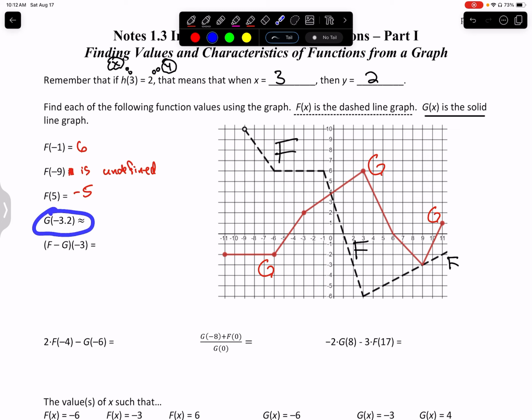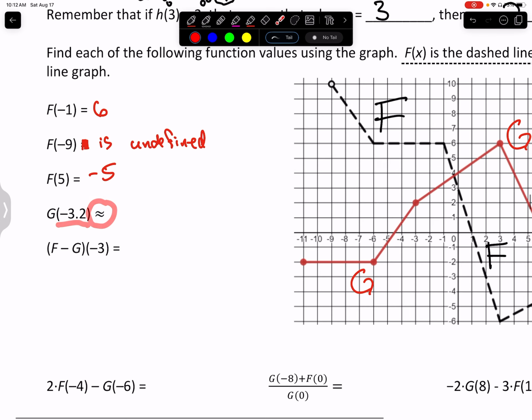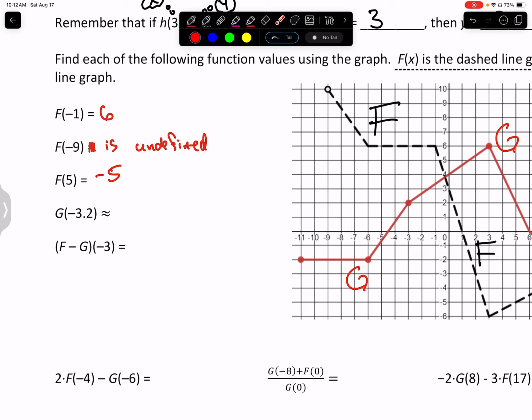Now we're at function g. So function g is this red curve here, and it says g of -3.2, and then it says is approximately. This symbol here means what is the approximation of -3.2. Start at the origin, we go left 3.2, which is about here. We go up, we're someplace above 1 and below 2. Looks closer to 2 than 1. I'm just going to say that this is about 1.8.